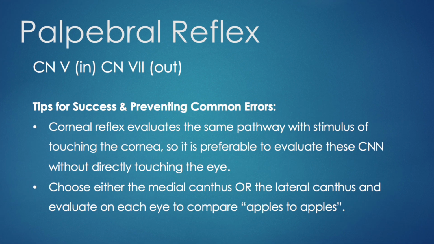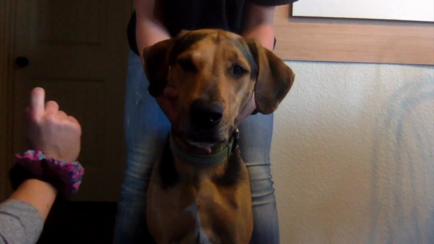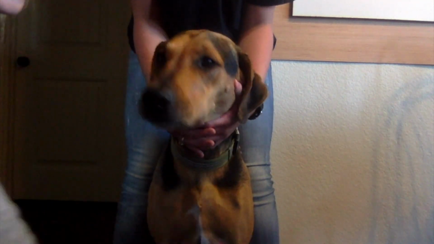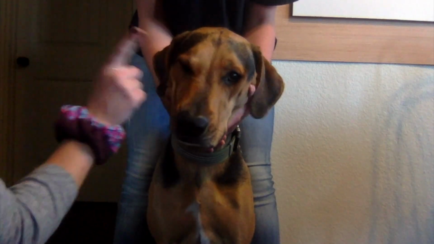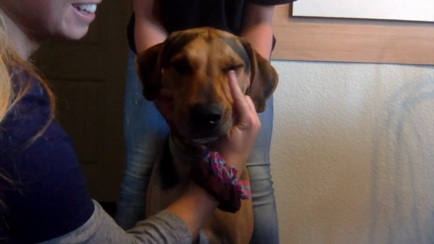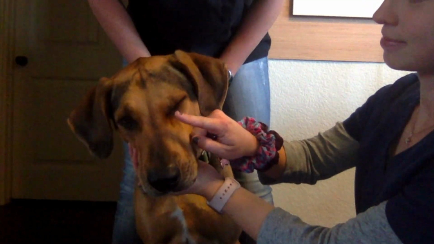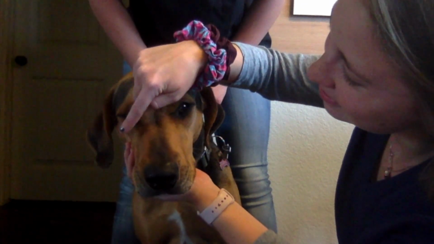There is also something called the corneal reflex, which evaluates cranial nerves 5 and 7. However, this involves actually touching the dog's eye. So, you'll be a better friend to your canine patient if you stick with the palpebral reflex to evaluate these two nerves. Here, I chose to evaluate Toby's medial canthus on each eye. This specifically targets the ophthalmic branch of the trigeminal nerve. If you were to choose to elicit the response on the lateral canthus, this would elicit a response from the maxillary branch of the trigeminal nerve.